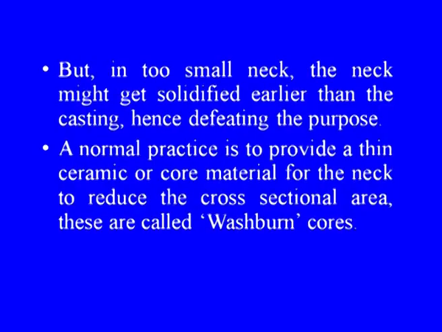The way the riser is connected to the casting is very important. The connection, called the neck, should solidify first, so that the shrinkage cavity is located in the riser itself. The removal of the riser is made simpler by making the neck smaller. But if the neck is too small, it might solidify earlier than the casting, defeating the whole purpose. A normal practice is to provide a thin ceramic or core material for the neck to reduce the cross sectional area. These are called Washburn cores.